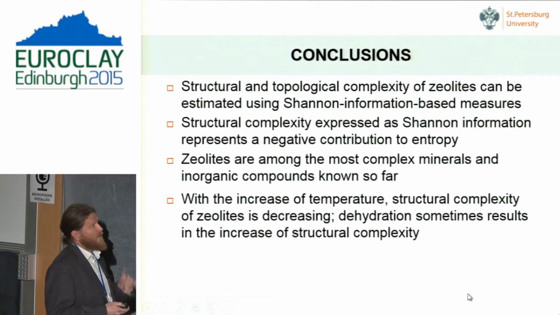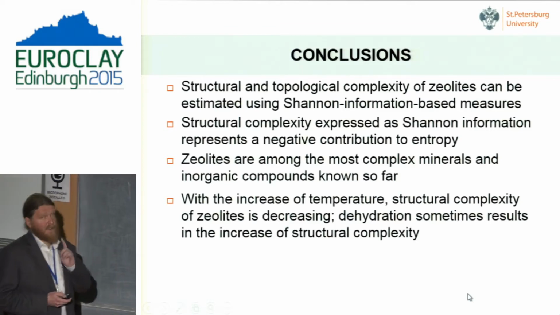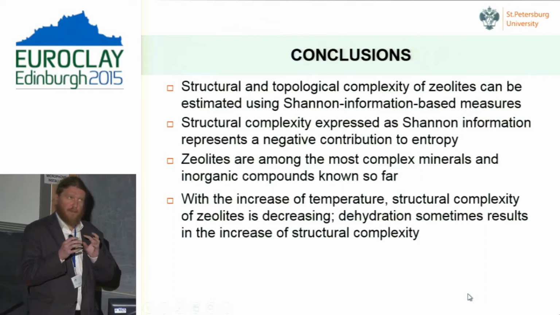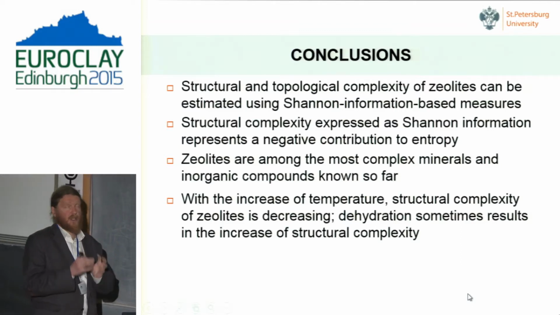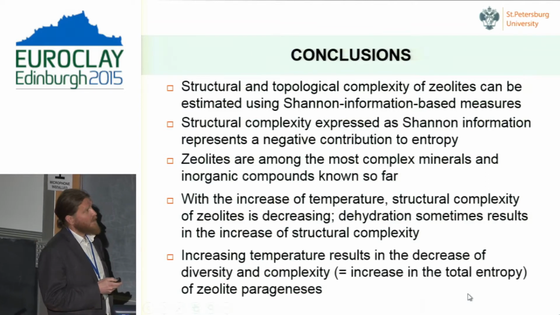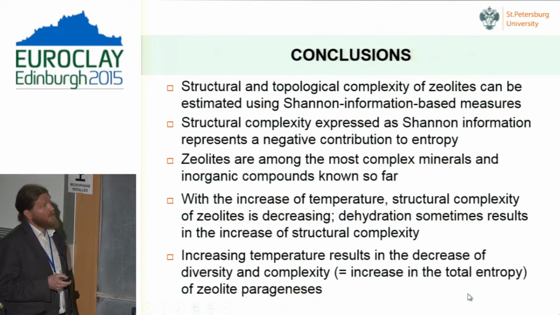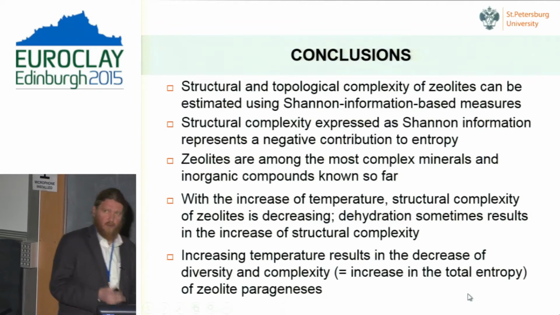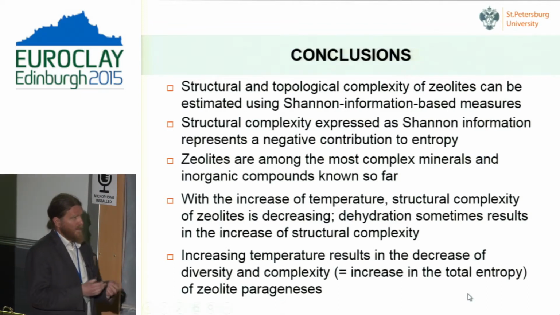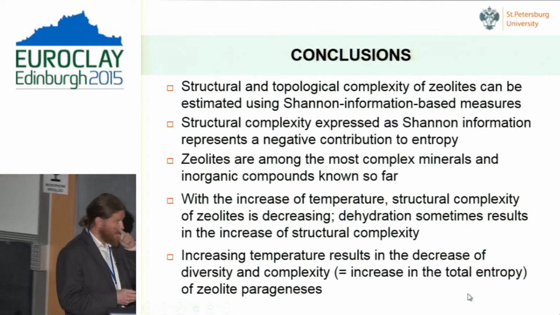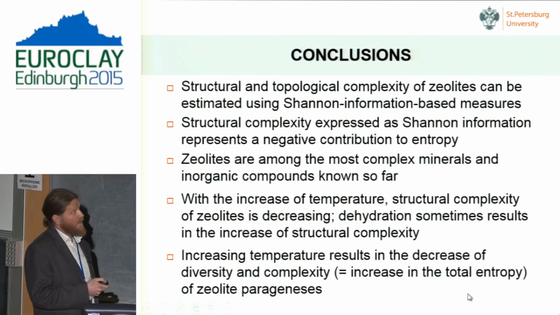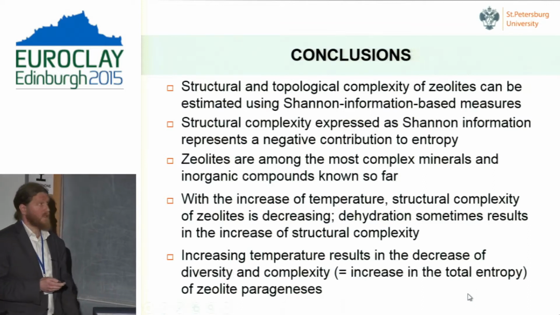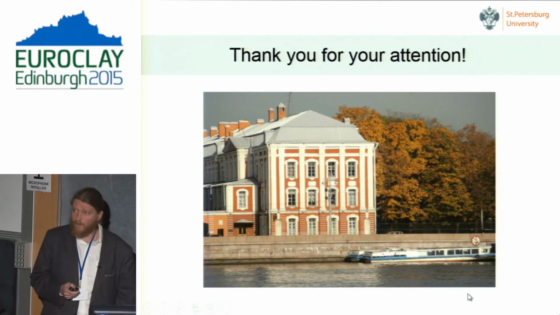And with the increase of temperature, structural complexity of zeolites is decreasing if there is no dehydration. Dehydration sometimes results in the increase of structural complexity due to the deformation of the frameworks, which may drastically change its symmetry. And the last conclusion is that the increase in temperature results in the decrease of diversity and complexity. So the temperature actually kills diversity and complexity. Of course, it was kind of a known fact, but it's always good to have this expressed in numerical terms. And we demonstrated this at least for zeolite paragenesis, but I think that for other mineral associations it will be the same. So finally, thank you very much for your attention.